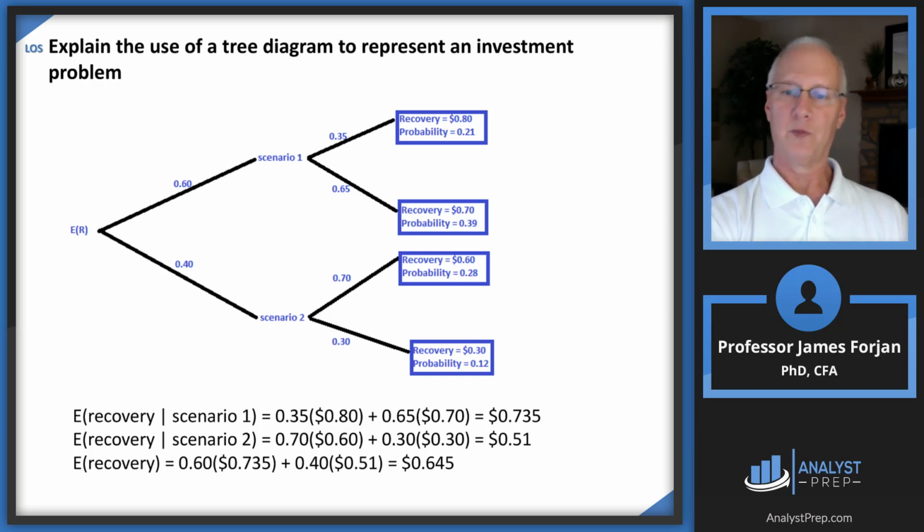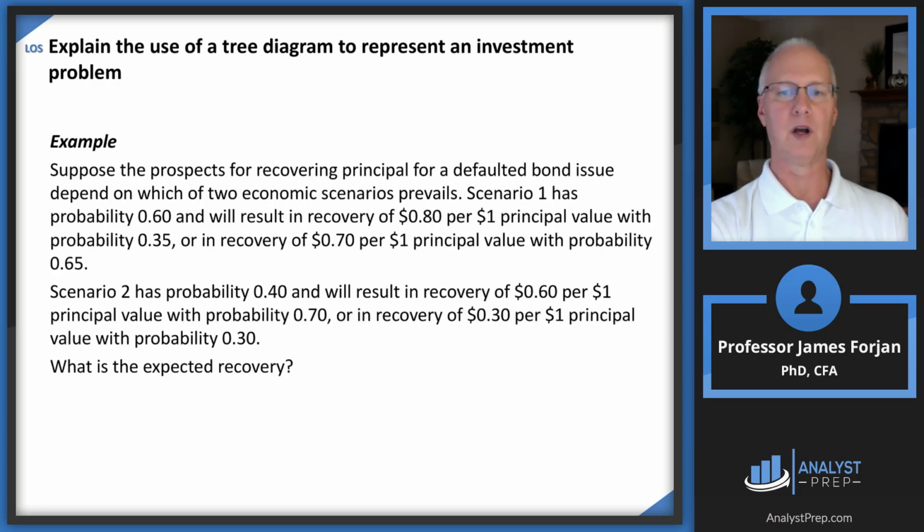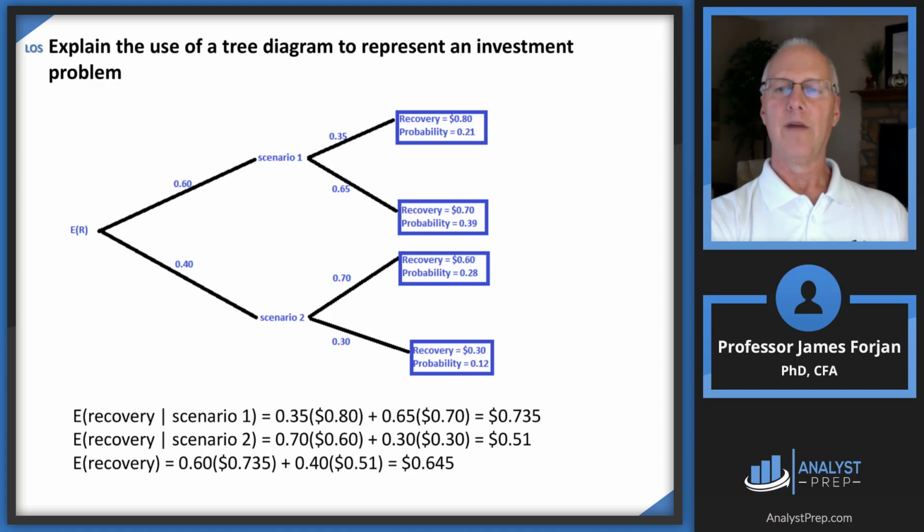Now, let's figure out those probabilities. Let me go back here. Notice that in that far right column, those probabilities were 25, 25, 25, and 25 because 0.5 times 0.5 is 25, right? So come down here, we're going to do the same thing. If we recover 80 cents, all we're doing is multiplying those top two probabilities. So 35% times 60% is 21%. And then 60 times 65% is 39%. So we have a 39% chance of getting 70 cents and a 21% chance of getting 80 cents. And you do the same thing on the bottom.